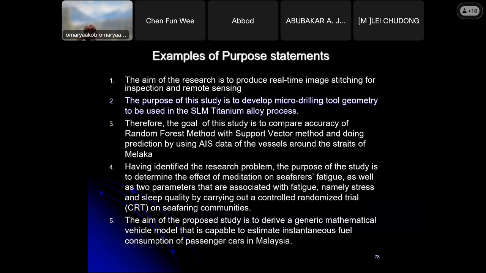So this is some example. The aim of the research. So you use either aim, purpose, or goal. These are the three words that you can use. So, the aim of the research is to produce. The purpose of the study is therefore. The goal of the study is, having identified the research problem. The purpose of the study is, the aim of the proposed study is. So you can write something like this, which actually declares what exactly you want to do, right? Your scope of what you want to do.